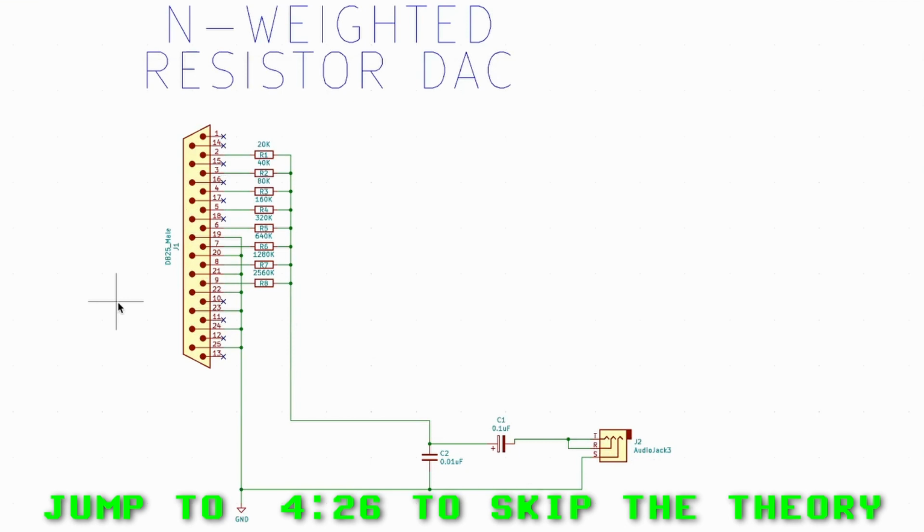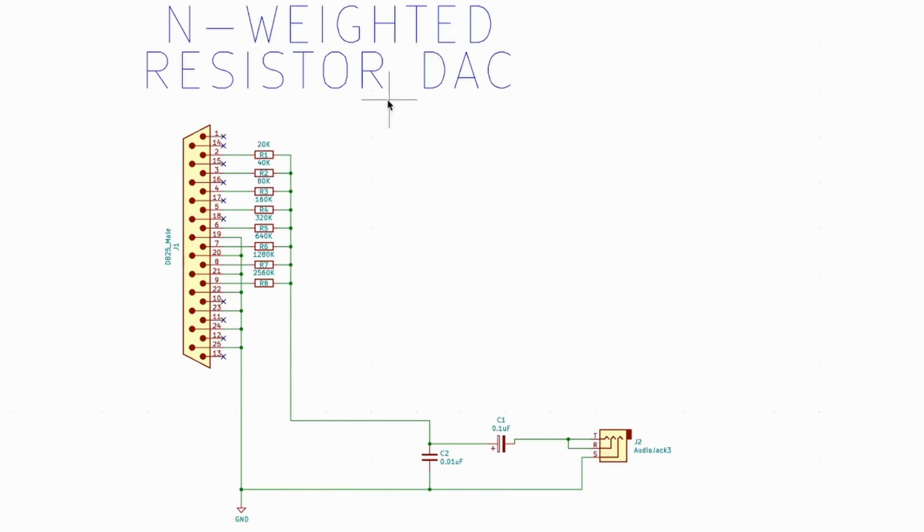The simplest DAC that we can make is the so-called N-weighted resistor DAC. It exists out of resistors that double in value. This is a 20k, then it becomes a 40k, 80k, 160k, 320k, 640k, 1280k, and finally 2.56 mega ohms. Now you can imagine that the absolute deviation of a smaller resistor and a large 2.56 mega ohm resistor is far bigger when you have a 1% deviation. These resistors need to be accurate.